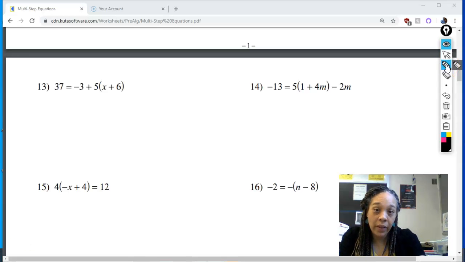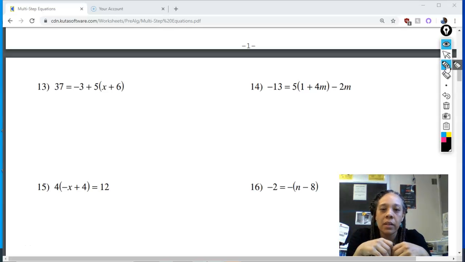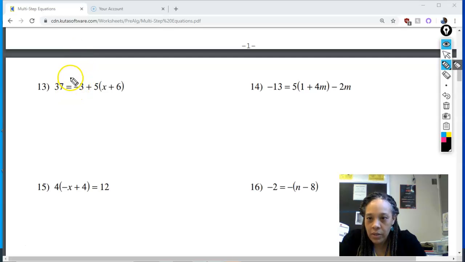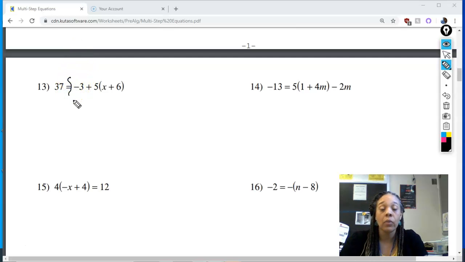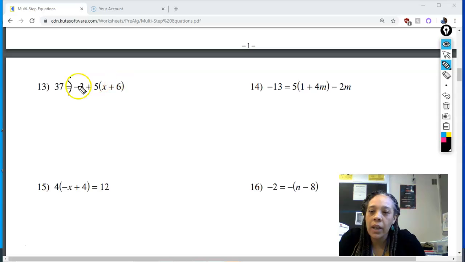I want to give a quick video to show you how to put together equations based on the skills that you have been working on with distributive properties. So the page you have today is here. You notice there's an equal sign, so we know that it's an equation. On the left side here we have the number 37, but on the right side we have -3 plus 5 times the sum of x plus 6. That's how you say that.